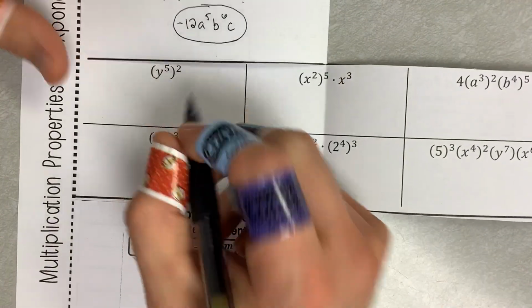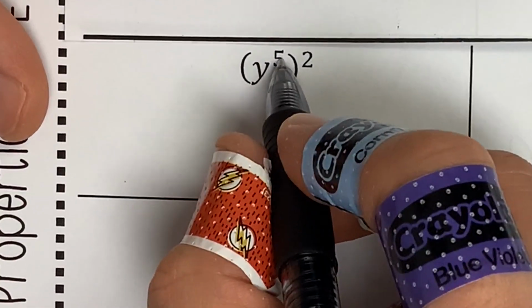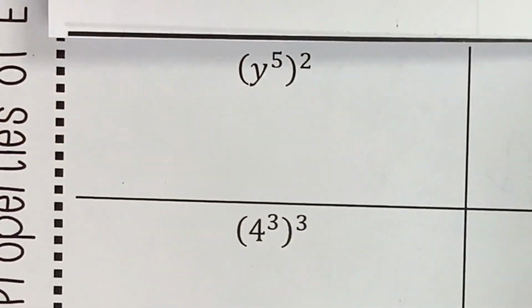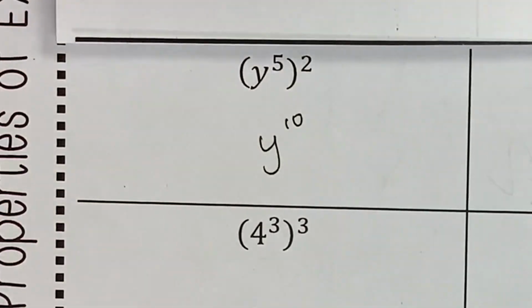Actually, let's just jump into this foldable first. So here we go. I've got exponents to exponents, power of a power. I'm going to y to the fifth, raised to the second. I'm going to multiply my exponents. 5 times 2, 10. That's it. I'm done.